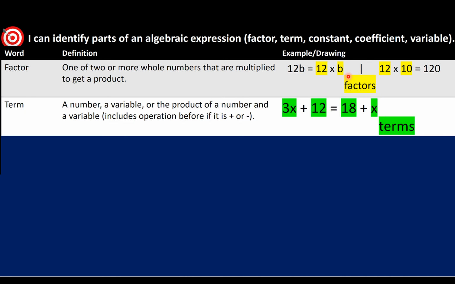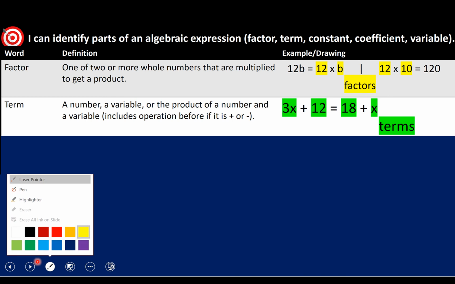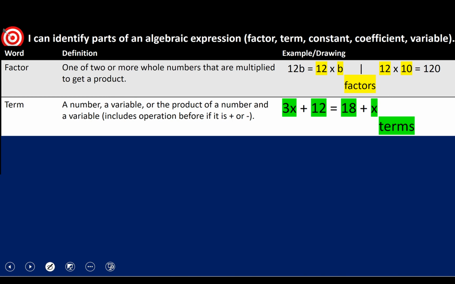Term. So a term is a number, a variable, or the product of a number and a variable. It includes the operation before to figure out if it's positive or negative. And I'm going to explain that a little bit more during one of my examples. But in this case, all of them are going to be positive because we only have addition happening in this problem.